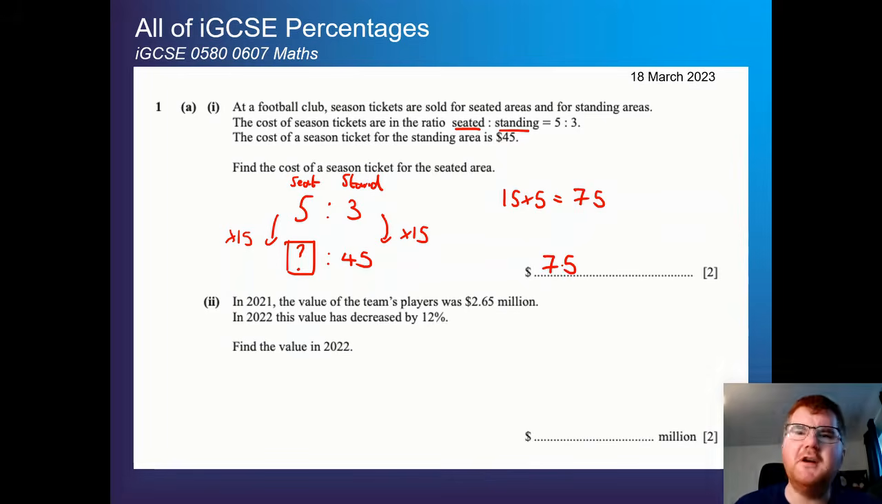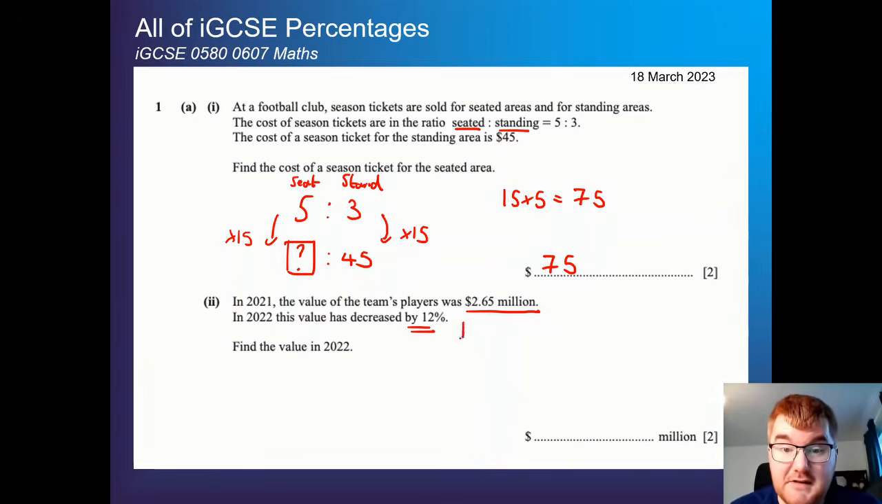So I thought I'd include this very small part of the question because most of it is percentages related, but a little bit of ratio doesn't hurt either. Now on to the percentage part of the question. So in 2021, the value of the team's players was 2.65 million. That's a lot of money. In 2022, this value decreased by 12%. Find a new value here.